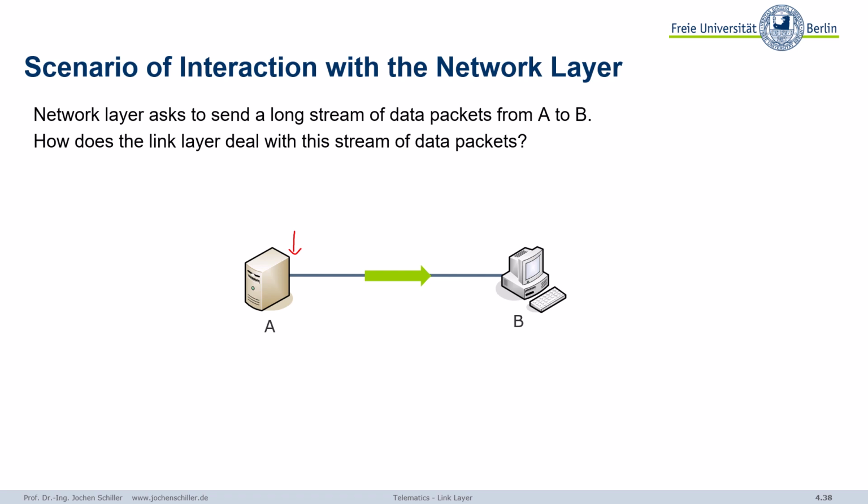So what do we do right now in the link layer? How do we handle this stream of data packets? So for example, a video stream or a large file. What happens?